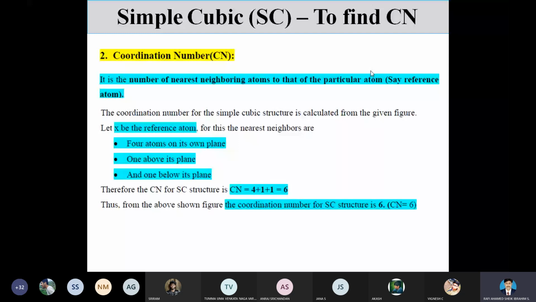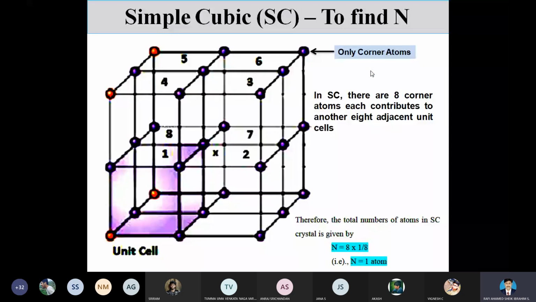The first parameter is the number of atoms per unit cell. Number of atoms per unit cell means the number of atoms present in and sharing. Present in a unit cell, we have totally 8 corner atoms. From that 8 corner atoms, we have to consider one atom and study how the atom contributes with the adjacent structure.